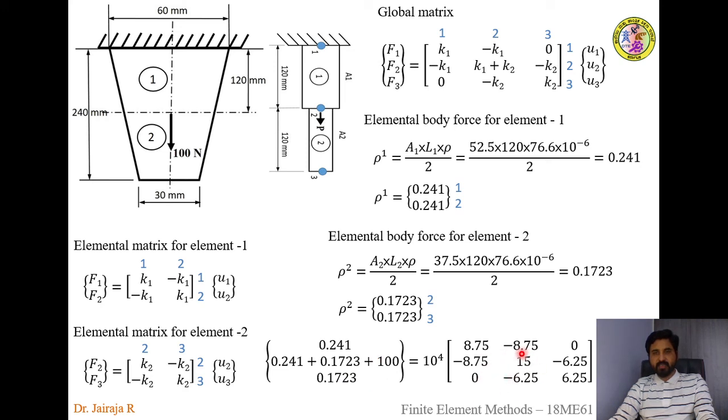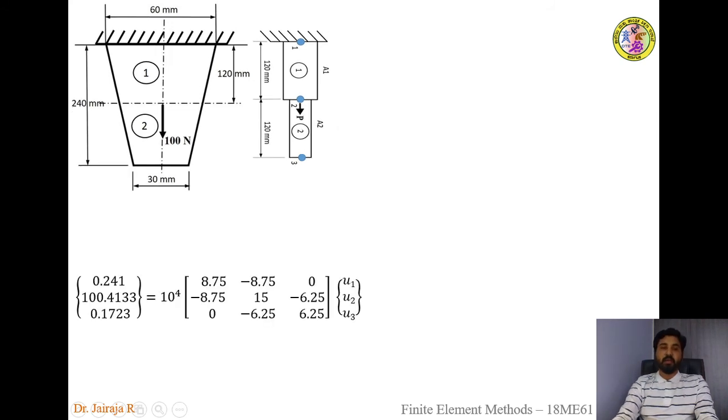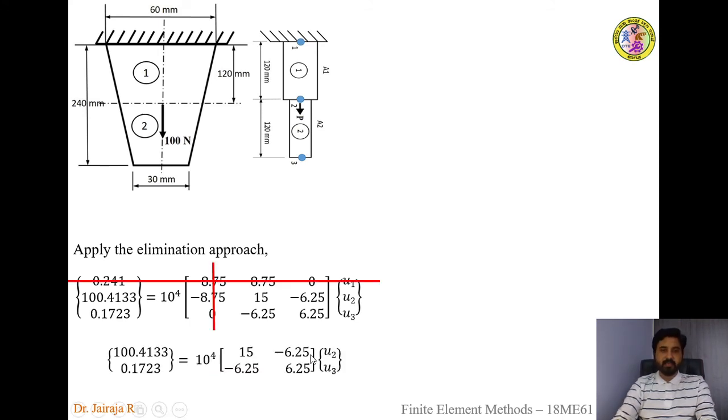So we need to substitute the stiffness values K1 and K2 in this stiffness matrix. Now we can apply the elimination approach. Since node 1 is fully fixed, the entire row 1 and column 1 can be eliminated. The reduced matrix becomes 100.4133 plus 100.4133, and F3 is 0.1723, equal to 10 raised to 4 common factor, matrix 15, minus 6.25, minus 6.25, 6.25, times U2, U3. We need to calculate the displacement at node 2 and node 3.